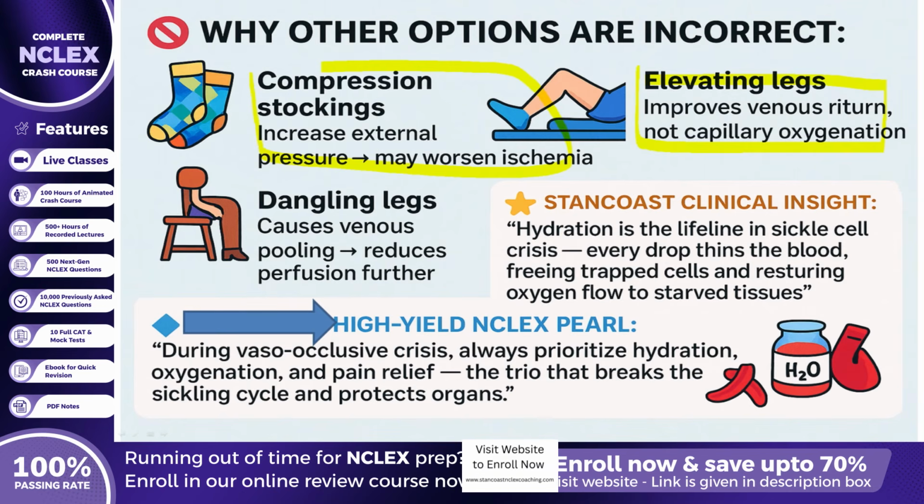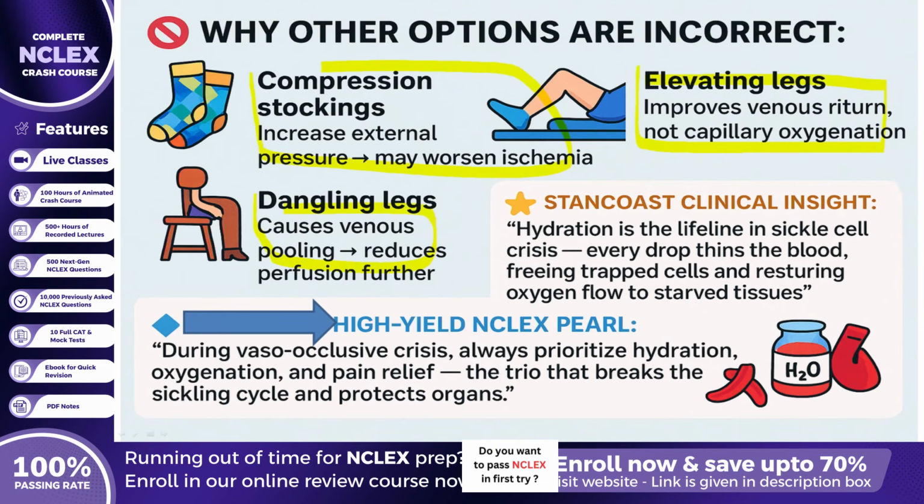Lastly, Option 4, dangling the legs over the bed, decreases venous return and encourages pooling of blood, further reducing oxygen delivery to already hypoxic tissues. Therefore, the most therapeutic action remains to optimize intravascular volume and oxygen transport through aggressive hydration, adequate pain management, and supplemental oxygen as indicated.